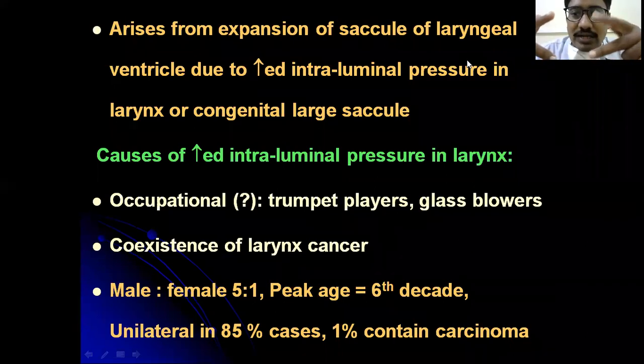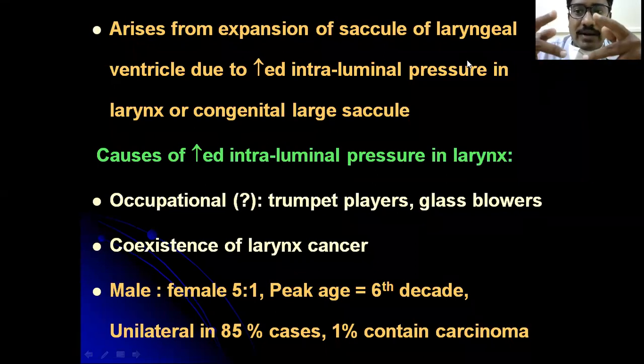This is the true vocal cords. See, this is the true vocal cords. This is the false vocal cords. From the true vocal cords, we have the quadrangular membrane above. From the false vocal cords, we have the quadrangular membrane above. From the true vocal cords, we have the cricovocal membrane below.